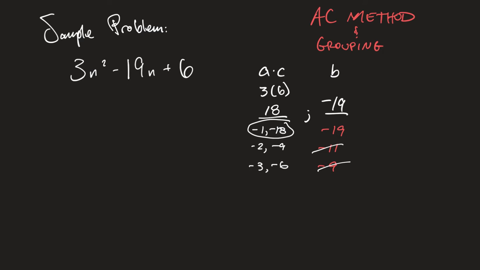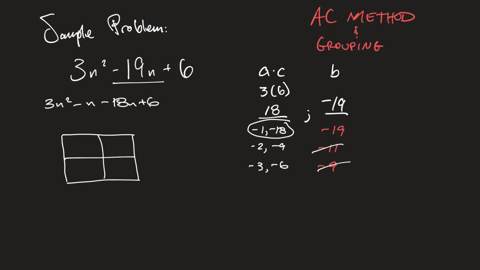So I'm going to split the middle term into 2 parts. One part will be -1n, and the other one will be -18n. So here I have it split up: 3n squared minus n minus 18n plus 6. Let's do the box method instead of the straightforward method that we did last time. So here's my box. Starting with the left and then moving to the right, and then going down to the bottom left and moving to the right, I'm going to fill in my trinomial.